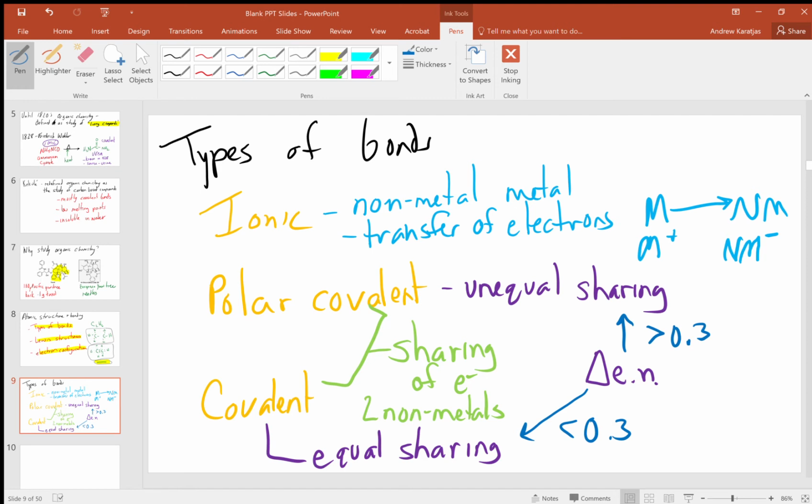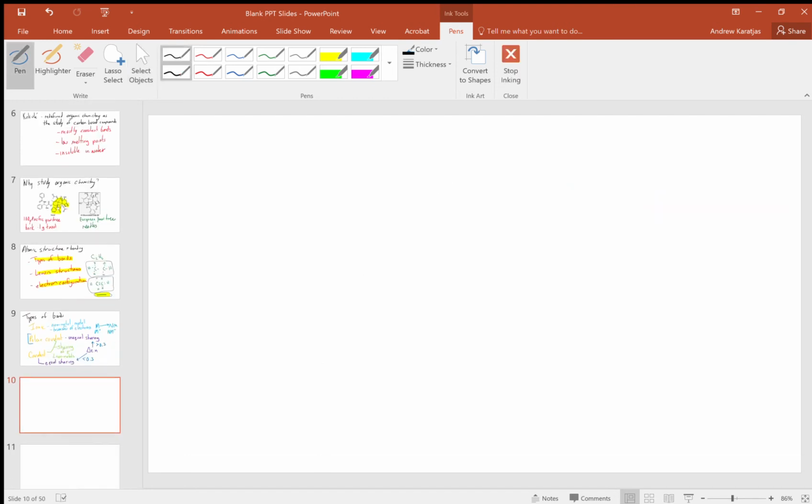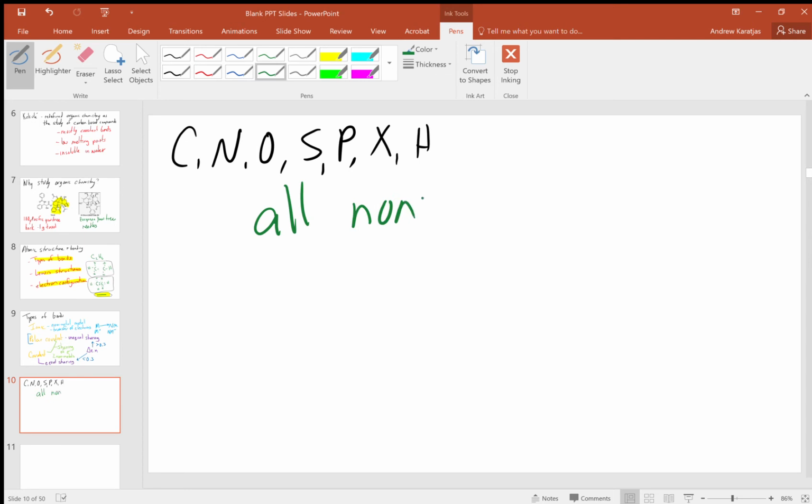So of these three bond types, we're going to focus more on two of them and really focus on one of them in organic chemistry. And that's the polar covalent bonds. If you think about the elements that we previously said are involved in organic molecules, carbon, nitrogen, oxygen, sulfur, phosphorus, halogens, and hydrogen, what do these all have in common? All of these are nonmetals. And so that means we typically are dealing with covalent bonds.